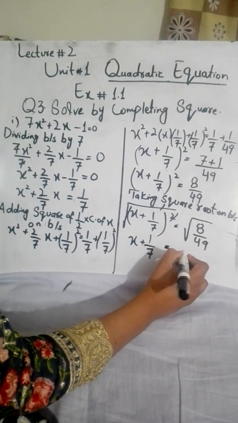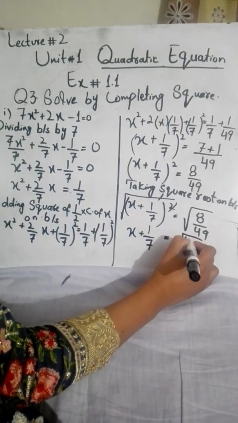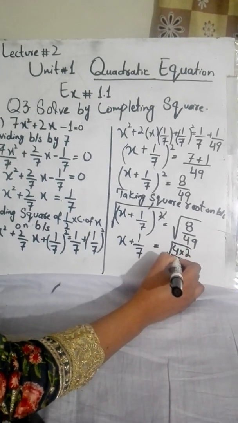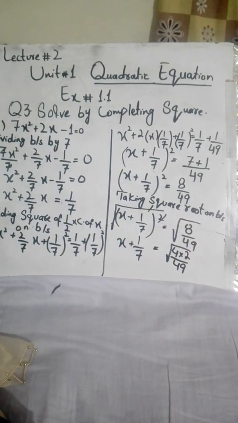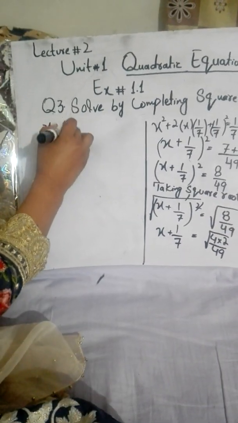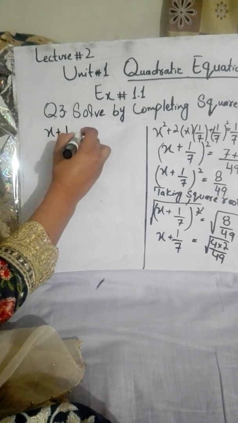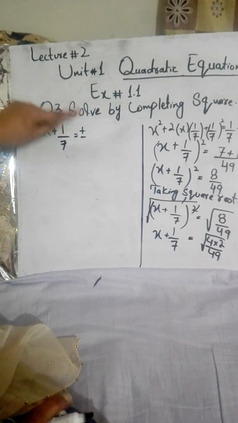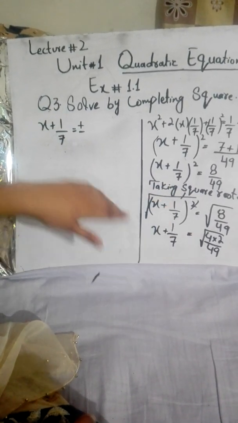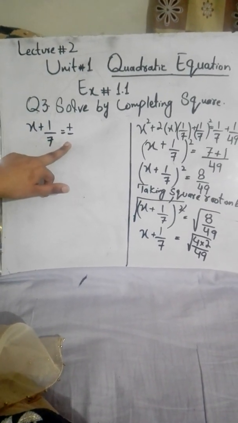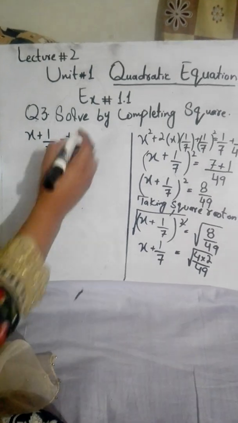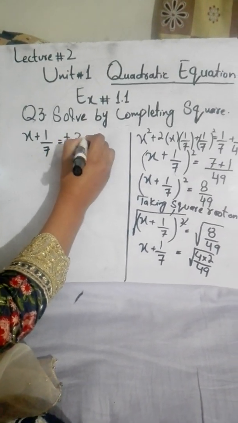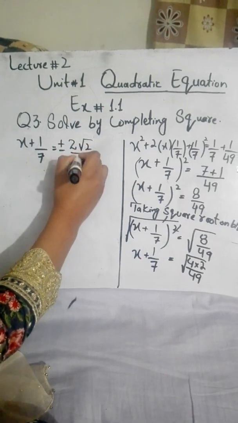We can write 8 as 4 multiply 2 by 49. Next step is x plus 1 by 7 is equal to square root 4, which is 2, and we will apply the plus minus sign when we remove the square root on both sides. The plus minus sign will be put out. 2 square root 2 by 7.